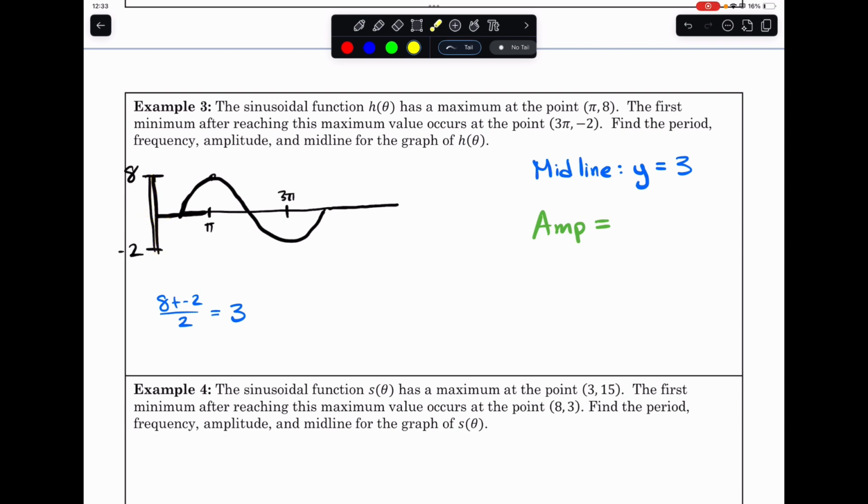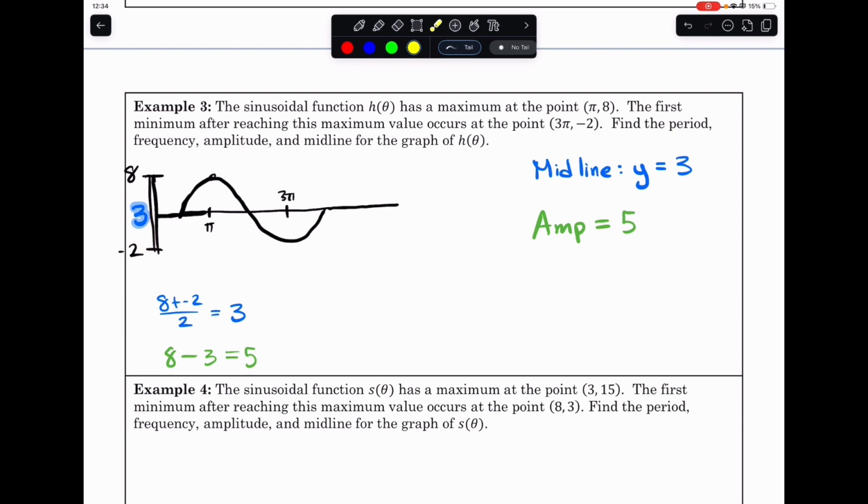Easiest, since I already know what the midline is, is to start with the middle and figure out what the distance is from the middle to the top. So the way to figure out distance is to get the larger value of 8 and subtract the midline, which is 3, and that's going to be a total of 5. Our amplitude is 5. And that makes sense. If my middle is 3, 3 plus 5 brings me to a max of 8, and 3 minus 5 brings me to a minimum of -2.